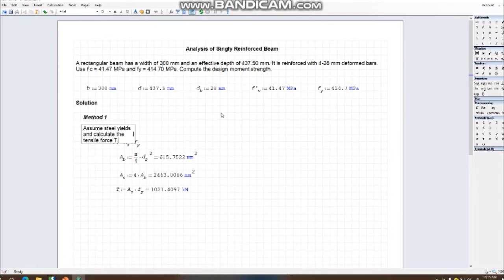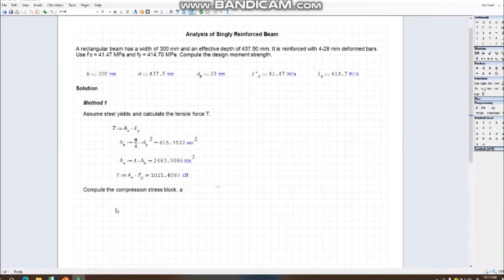So, after step 1, no? Okay. So, next step natin is, if you can still remember sa atong slide, you have to compute the compression stress block. So, next step natin is compute compression stress block. And that is your A.